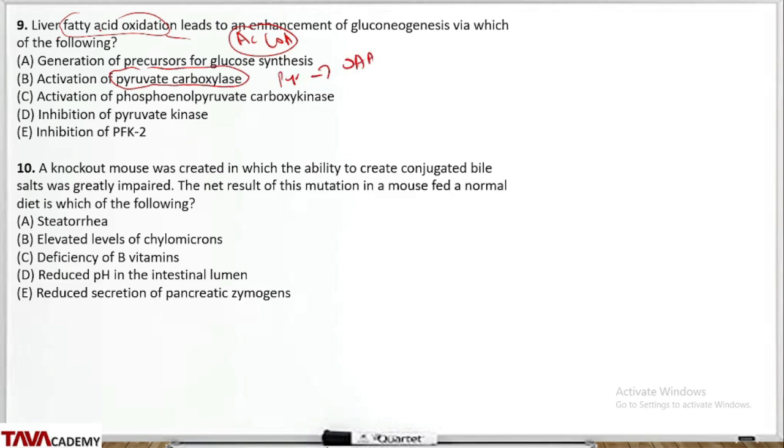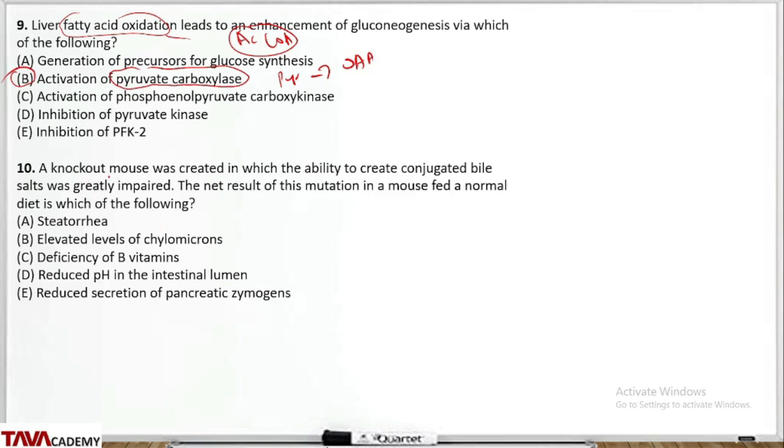So if fatty acid oxidation is enhanced, then gluconeogenesis will actually be enhanced too, because acetyl-CoA would stimulate this enzyme to produce glucose via the process of gluconeogenesis. Also, activation of this is most likely correct.